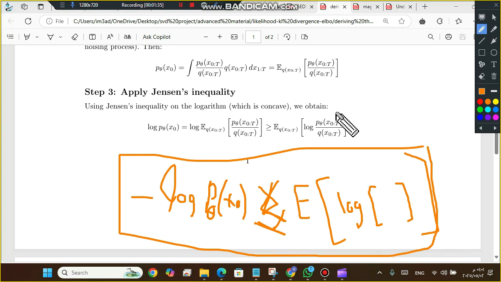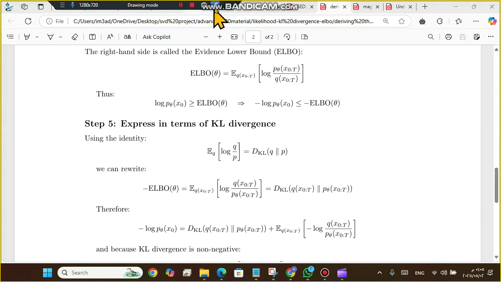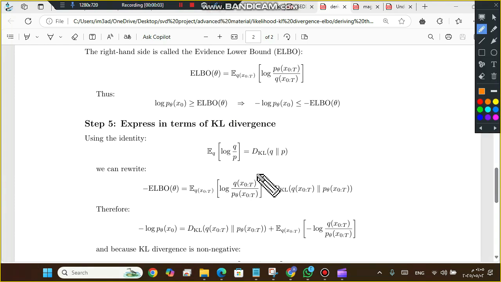So this part is what we have over here, and this part is what we have over here. All right, so this is the right-hand side. But wait a minute. Does this look like something? Does this remind you of something? Oh, this looks like the divergence formula. So the expectation of the log between two quantities is actually the divergence between those two quantities or those two vectors.